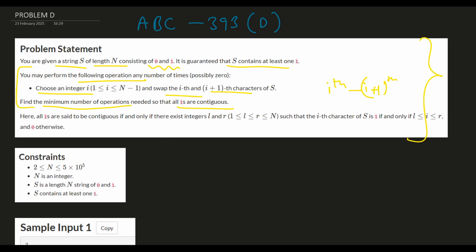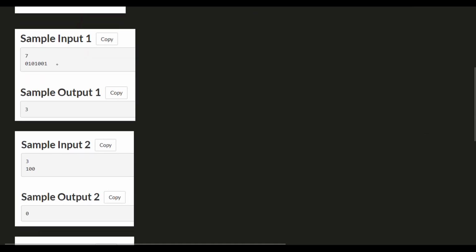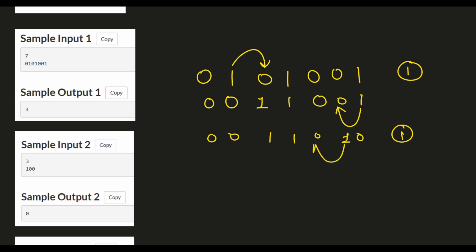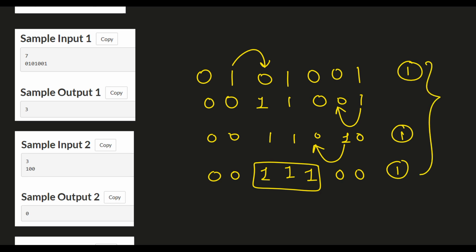So let's take an example and you'll understand it better. Let's say the string is 0 1 0 1 0 0 1. If I swap both of these, one comes here and zero comes here, giving 0 0 1. I did one operation. Next, I swapped both of these, so one came here. That's one more operation. Then I swapped both of these, so one came here. I clubbed all the ones together, and I did three operations in total.